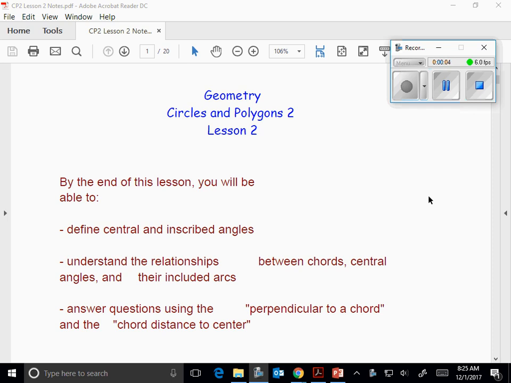This is lesson 2 of Unit 7, CP2. Today we're going to talk more about angles inside circles. We talked about central angles yesterday. We're going to talk more about inscribed angles and do some stuff with chords.